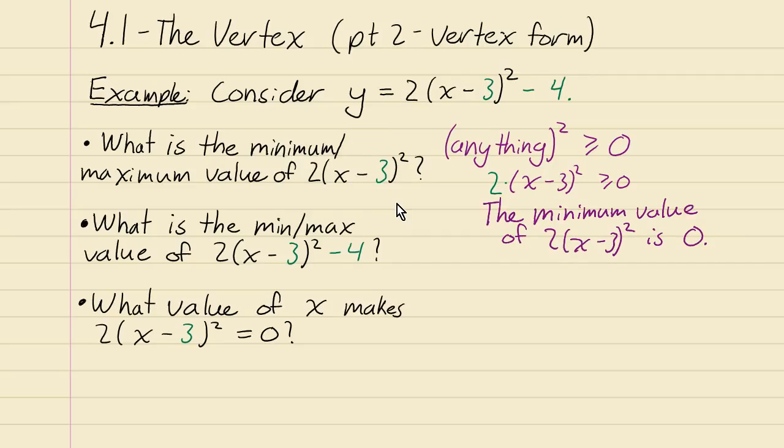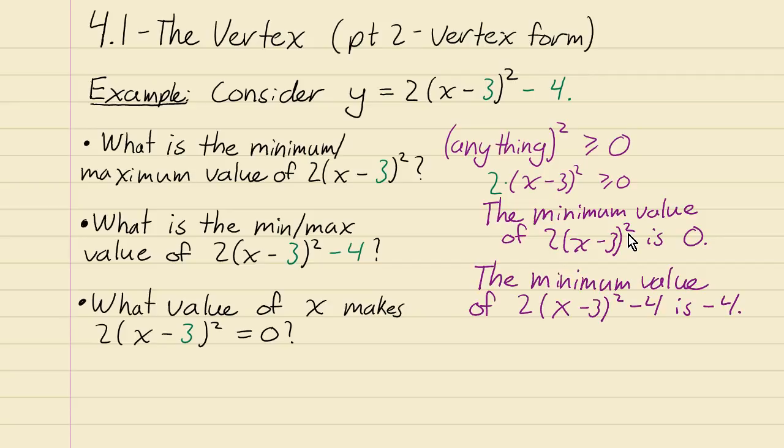And what is the minimum or maximum value of that thing minus 4? Well, if this whole thing comes out to be 0, then 0 minus 4 would be negative 4. And if this whole thing comes out to be something positive, you're going to get some positive number minus 4, which is still greater than negative 4. So the minimum value of this is going to be negative 4.